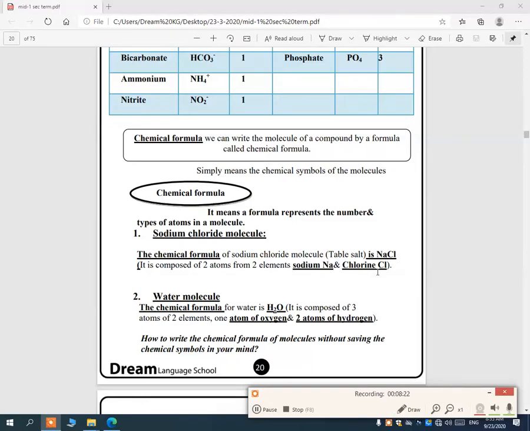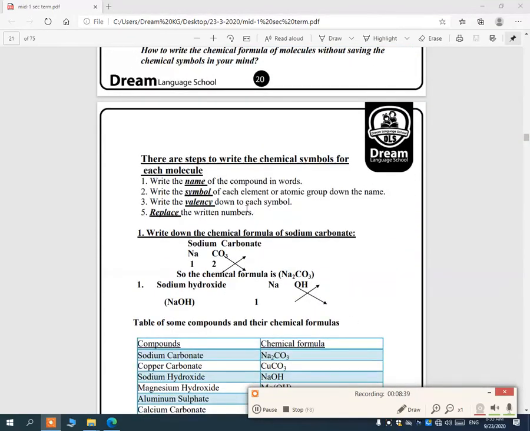Now you have to know that we can write any molecule of any compound by a formula, and this formula is called a chemical formula. So now let's learn how to make the chemical formula of compounds. First we have rules. The first one is to write the name of the compound in words. The second one is to write the symbol of each element or atomic group below the name. The third one is to write the valency of each atom below each symbol. And the last one is to exchange the written numbers.